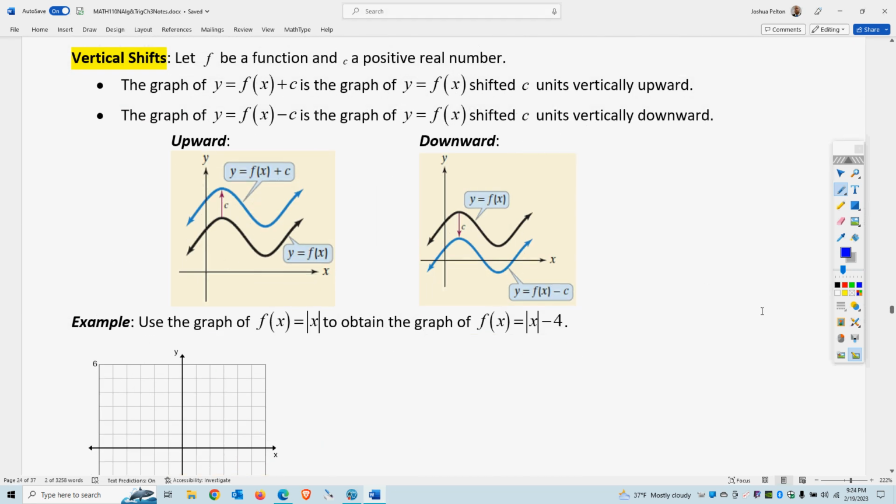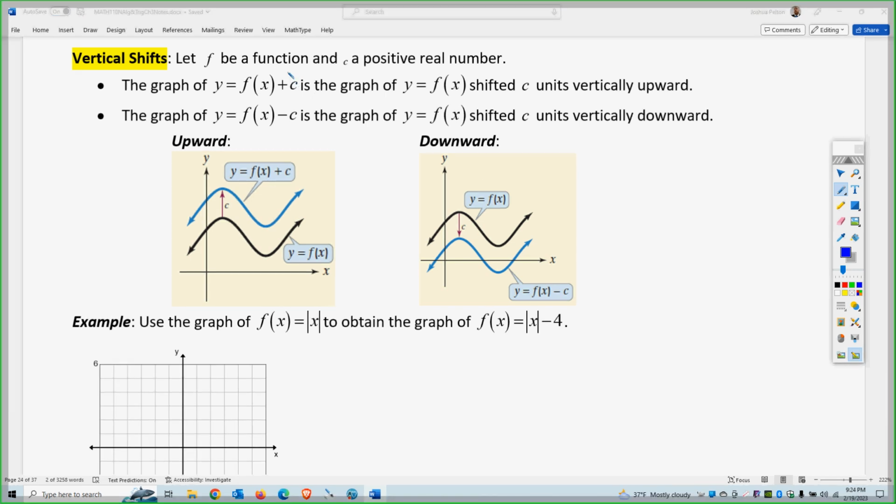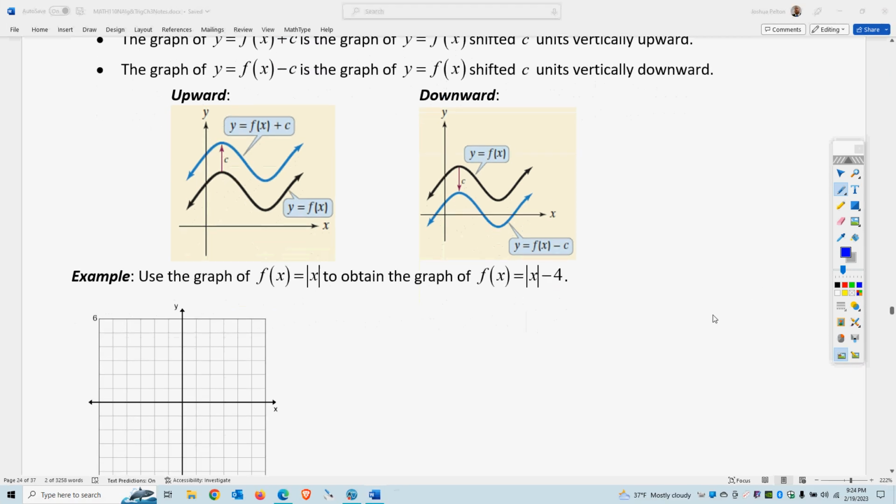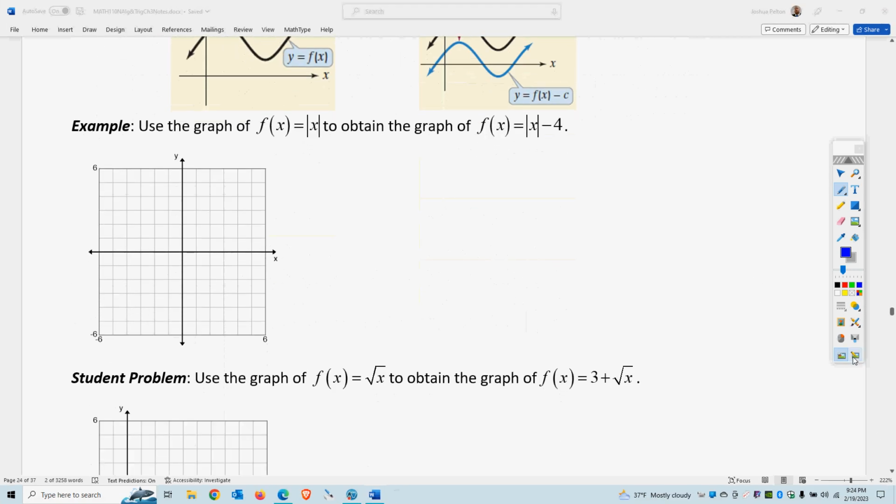Okay, so let's look at vertical shifts more formally. So what you'll notice here is I'm using C as my letter, but it really can be any letter you want. Adding and subtracting on the outside is going to affect y, which will translate you up and down. You can check this accordingly by doing tables.